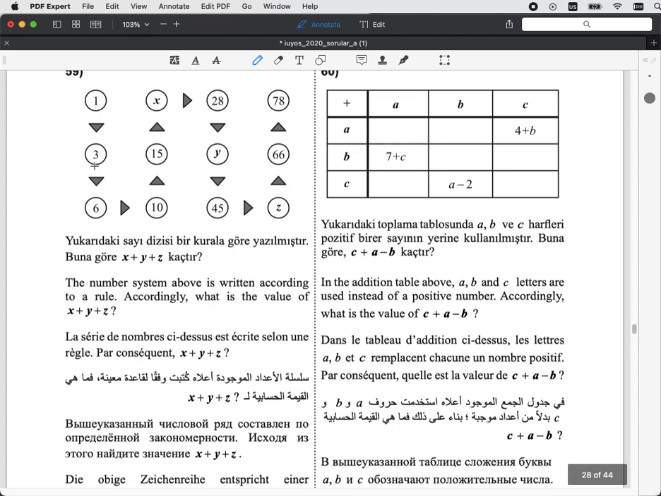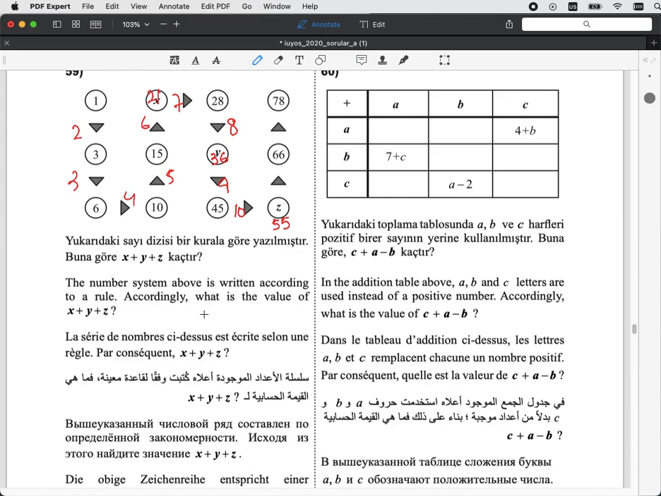Okay. 1, 3, the difference is 2, 3, 4, 5. So this is going to be 6. So this x is 21, 6. And this is 7, 28, 7. This is 8. This should be 36. And 8, 9, 10. So 55.